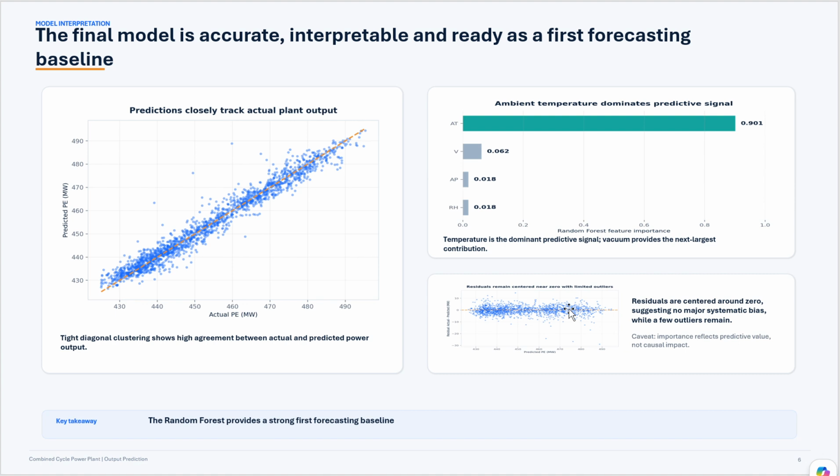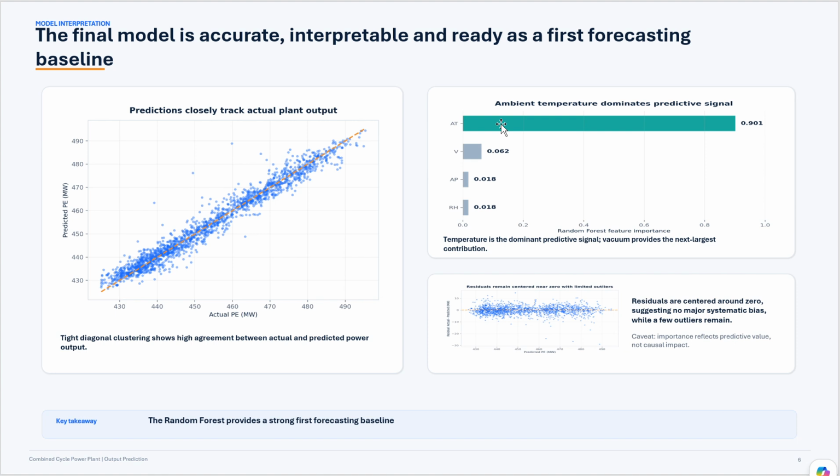The feature importance analysis shows that ambient temperature contributed approximately 90% of the random forest's calculated importance. Exhaust vacuum contributed around 6%, while ambient pressure and relative humidity contributed roughly 2% each. This is consistent with the strong negative relationship observed between temperature and output.